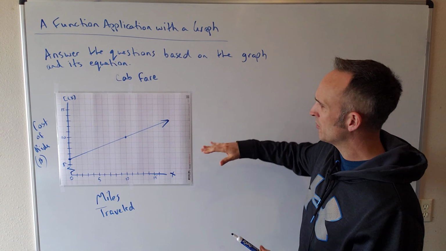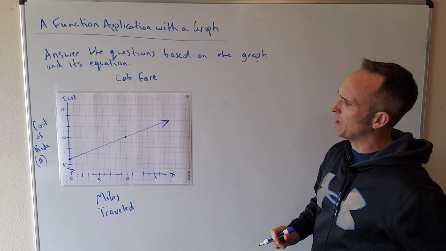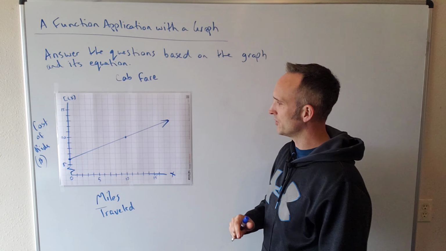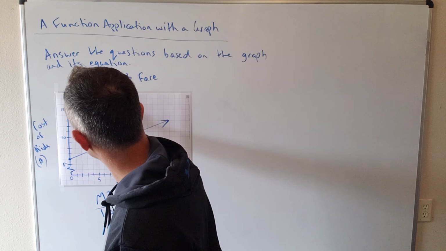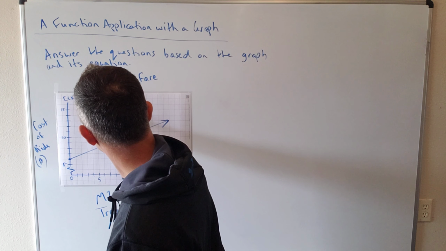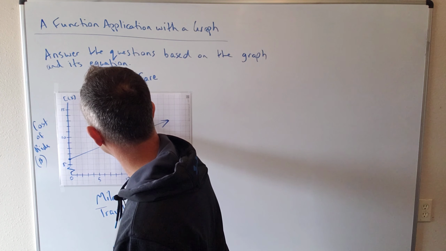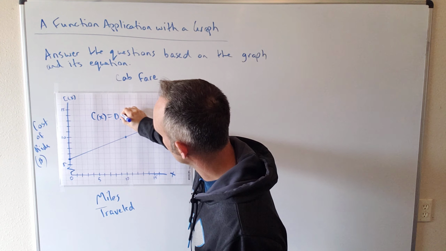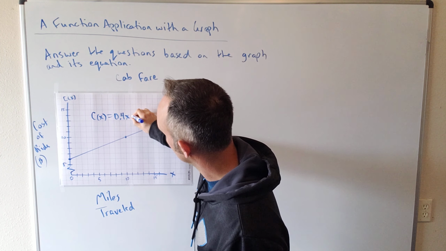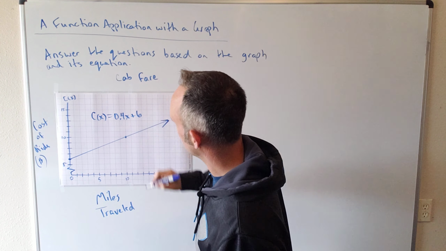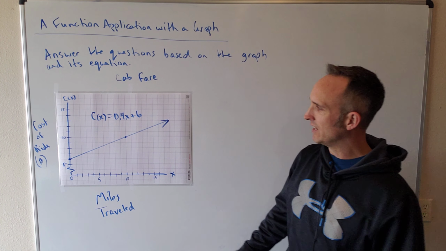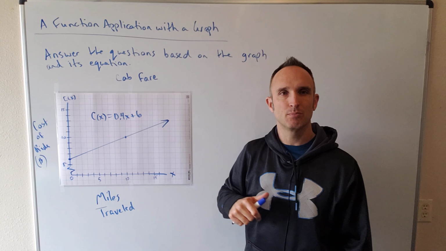And so now we're going to answer some questions about this function. We need the equation of the function first, so let me give you that. Let's say that in this equation, c of x equals 0.4x plus 6. C of x equals 0.4x plus 6.